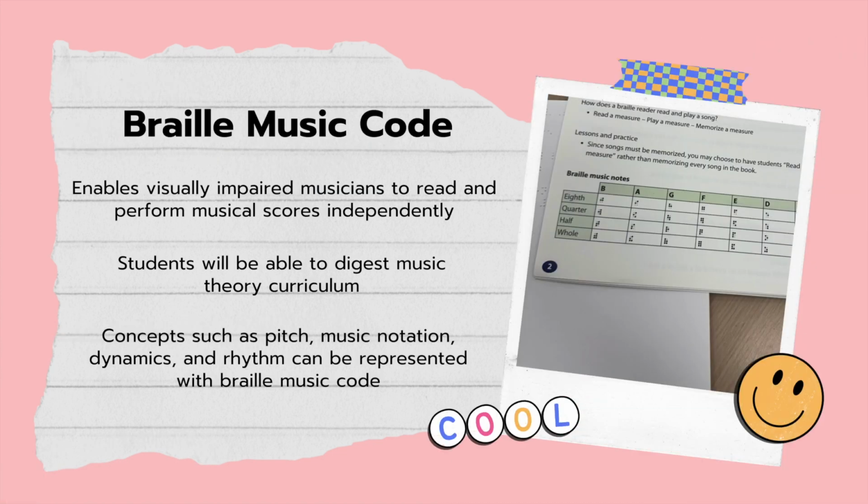Similarly, Braille music notation provides a standardized system of representing musical symbols and notation conventions in a tactile format, enabling visually impaired musicians to read and perform musical scores independently. This is an excellent resource for students to begin to digest music theory curriculum. Concepts such as pitch, music notation, dynamics, and rhythm can be represented with Braille music code.